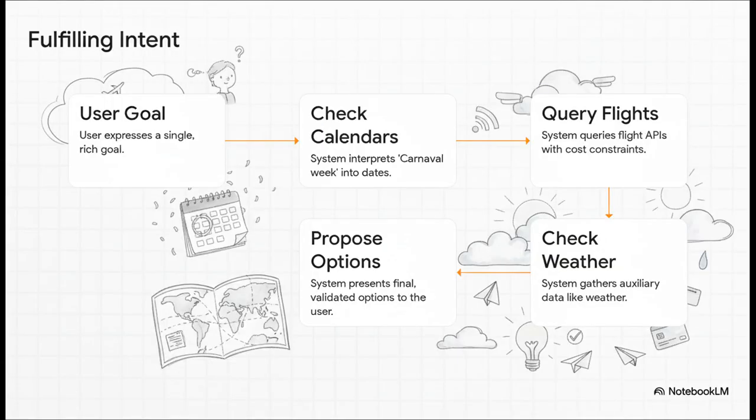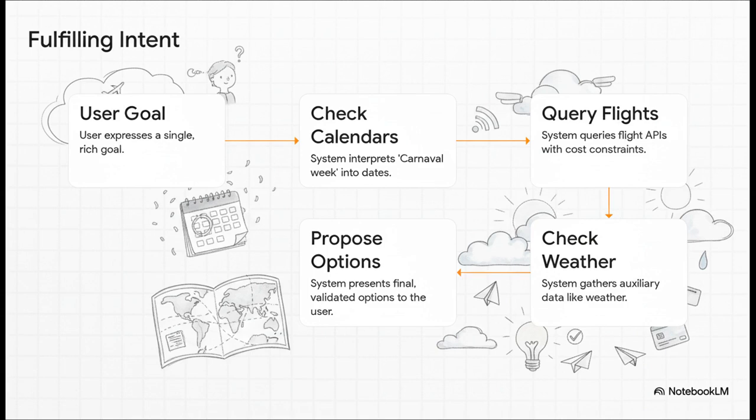So here's what happens behind the curtain in this new world. The user just states their goal one time. That's it. From there, the system intelligently breaks it all down. It figures out the exact dates for Carnival Week, it goes and queries all the flight APIs with that price constraint, it might even pull in extra useful info like the weather in Sao Paulo, and then it comes back to the user with fully formed, validated options. The most important part? The client didn't have to do any of that orchestration.